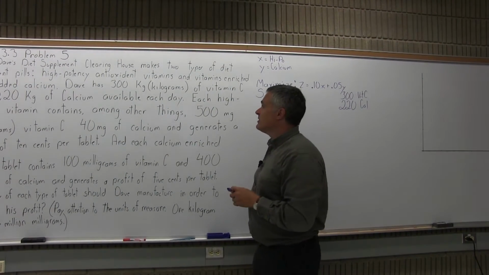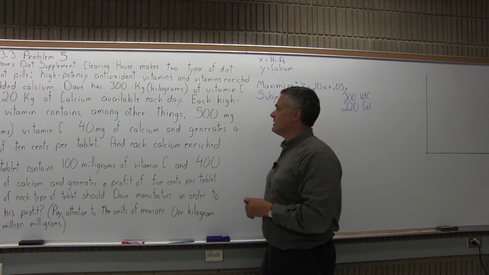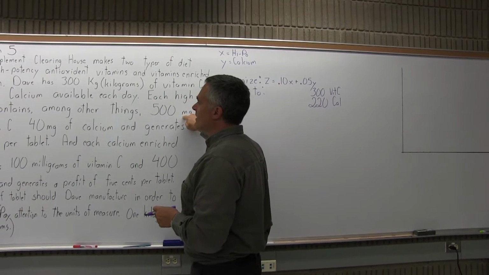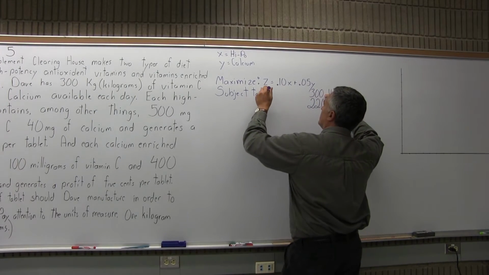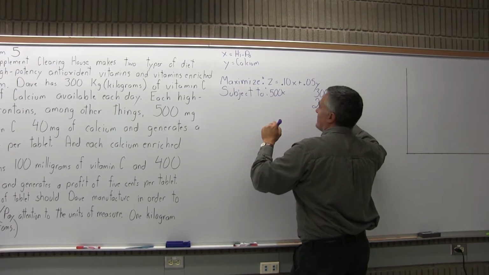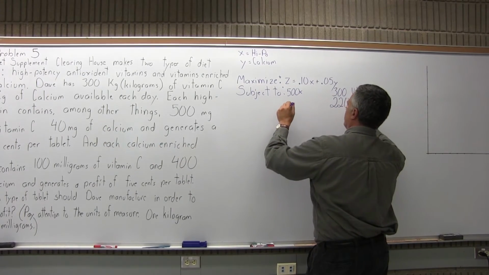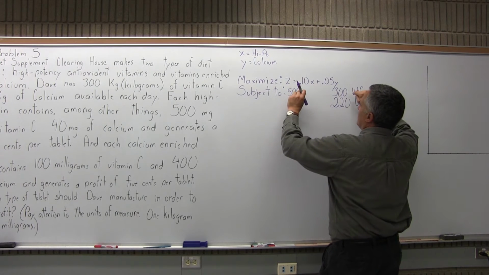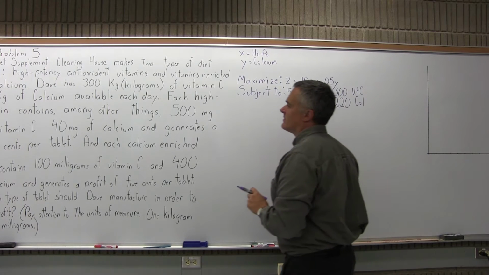Now, what I have to do is figure out how fast each tablet depletes the available resources. So each high-potency vitamin contains, among other things, 500 milligrams of vitamin C. So for the vitamin C part of it, each one of the first type of tablets uses up 500. And now the calcium, the first type of tablet uses up 40 milligrams of calcium. So that's 40x. The first type of tablet is X. It uses up 500 milligrams of the vitamin C and 40 milligrams of the calcium.